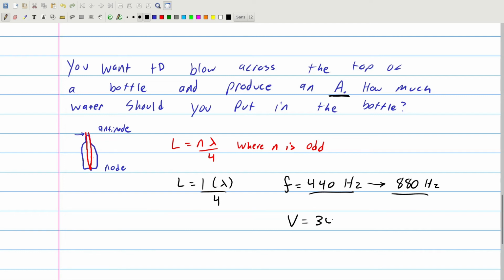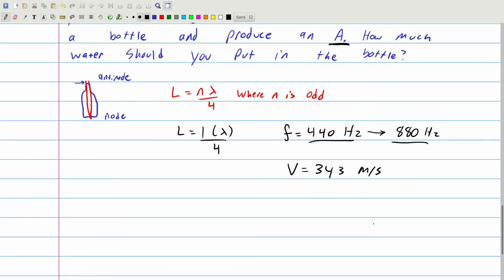Okay, so we know the frequency and we know the speed of sound in air. It's going to be 343 meters per second. Okay, so let's see here. We know V equals f lambda. So I'm going to solve this for lambda. Lambda is equal to V over f, which is 343 meters per second divided by 440 hertz.